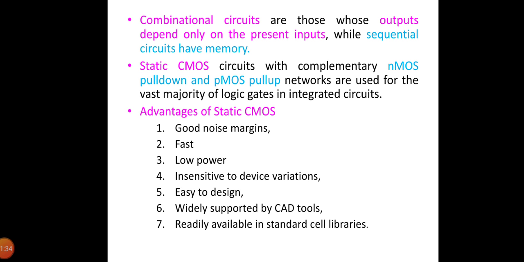The latter approach has the advantage of resulting in gates that are simpler and faster. Its design and operation are, however, more involved and prone to failure because of increased sensitivity to noise. So that's why static CMOS is preferred in most cases. Combinational circuits are those whose outputs depend only on present inputs, while sequential circuits have memory. Static CMOS circuits with complementary NMOS pull-down and PMOS pull-up networks are used for the vast majority of logic gates in integrated circuits. So here are some of the advantages of static CMOS.